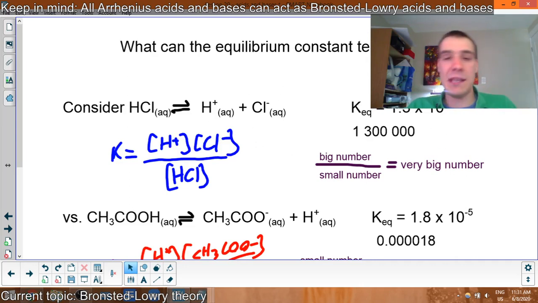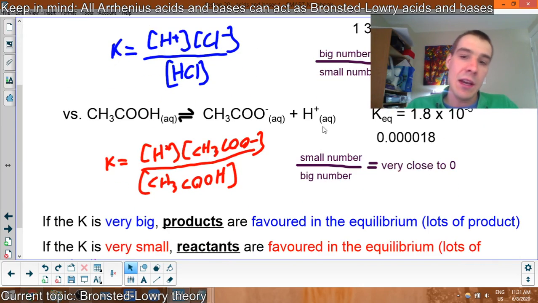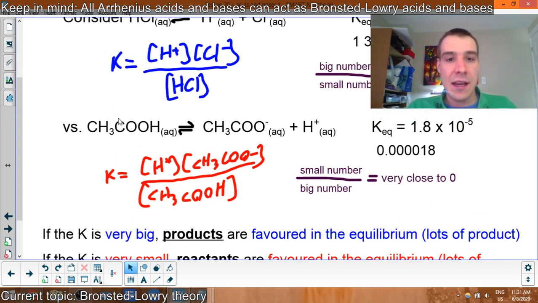And we know that a big K means it's mostly on the products. A small K means it's mostly on the reactants. So vinegar, acetic acid, has the same kind of thing where it dissociates into H plus and acetate here. But the equilibrium constant is 0.000018. So it's mostly the acetic acid and a lot less of the acetate and the H plus. So they're more likely to be together than they are to be ripped apart.